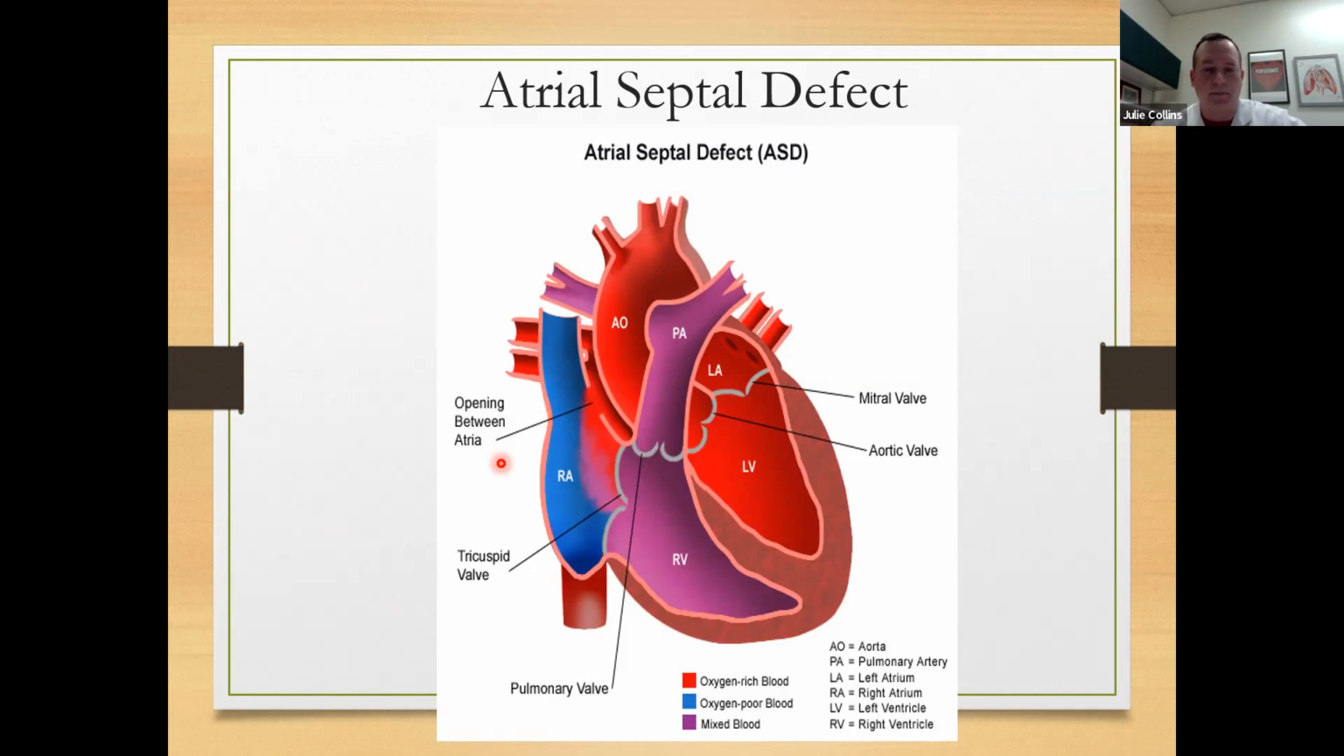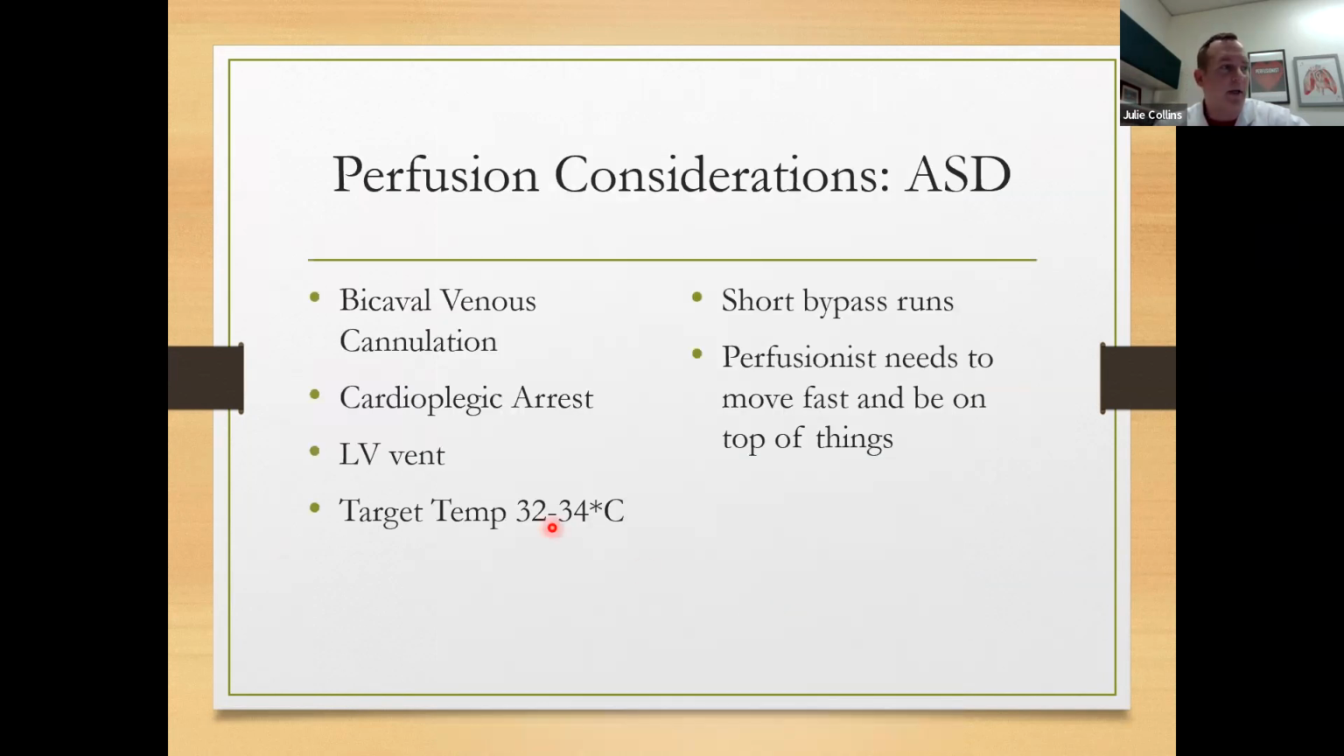So ASDs are going to be probably the quicker cases we do. So we give 10 mils per kilo of Del Nido because we're anticipating a short cross clamp time, and we're not going to cool very much on these patients either. So keep that in mind. It's not like we got to cool down to 28 degrees. Typically 32 to 34. I would say if it's a secundum, probably closer to 34. Your rewarming is going to be potentially longer than the actual surgery. So there's no need to cool all the way down on these cases.